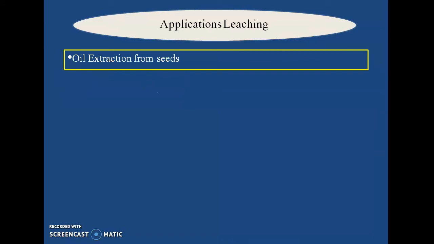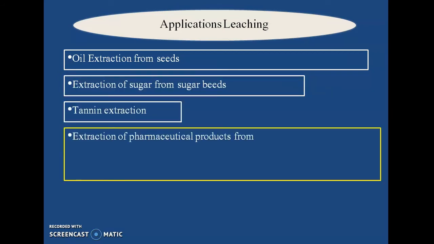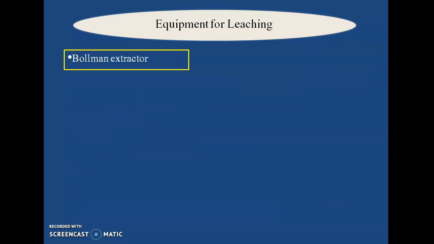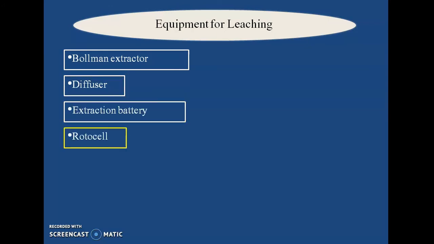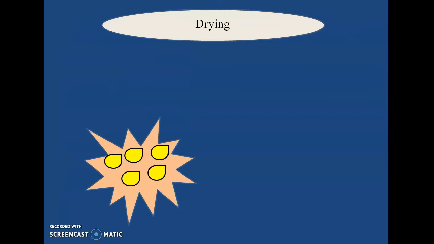What are the applications? Oil extraction from seeds, extraction of sugar from sugar beets, tannin extraction, extraction of pharmaceutical products from plants, roots, stems and leaves, extraction of valuable metals from ores in metallurgical industries. These are the major applications of leaching. What is the equipment? Bollmann extractor, diffuser, extraction battery, rotocell, Pachuca tanks, Bonotto extractor. These are the major equipment available for leaching.